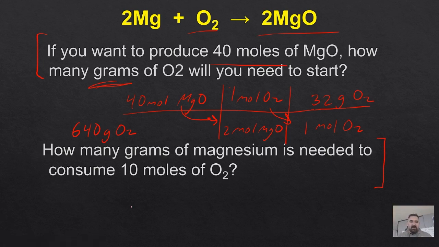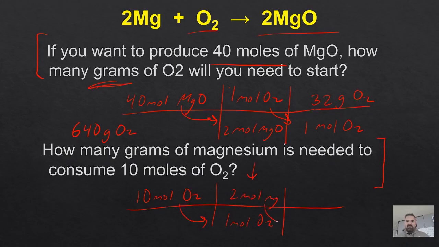All right, so what is our given information for this one? 10 moles of O2. What goes down here? 1 mole of O2. What goes up here? 2 moles of Mg. What goes down here? Moles of O2. 1 mole of O2. And then they're asking for grams of magnesium. They're asking for mass of magnesium. So what goes to the top? 24.3 grams of Mg. So then it's just going to be 10 times 2 times 24.3. What's our answer going to be? 486 grams of Mg. Hands up if you got this answer.